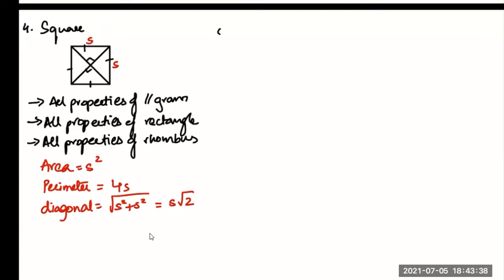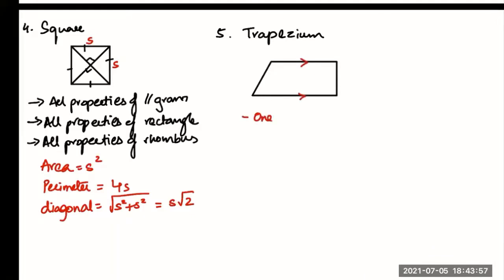Okay, the next shape that you usually come across is a trapezium. Okay, a trapezium has one pair of parallel sides. It's different from the other shapes.